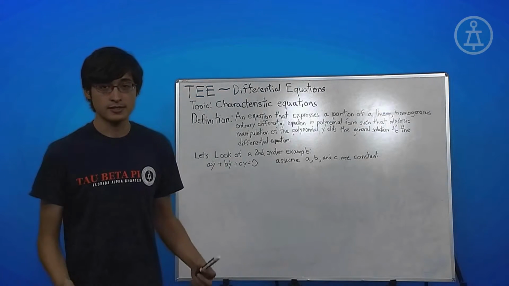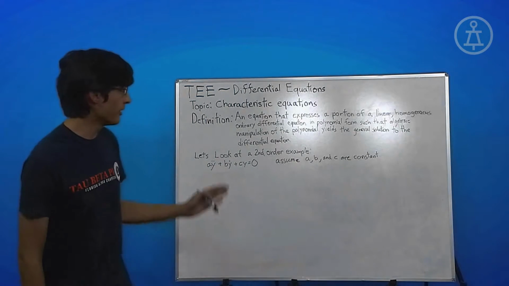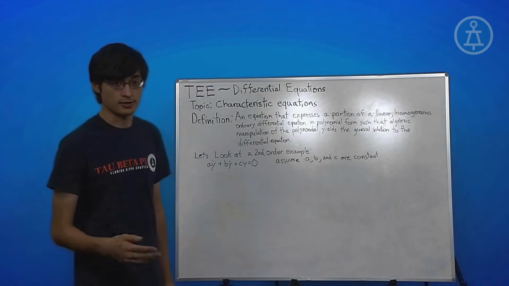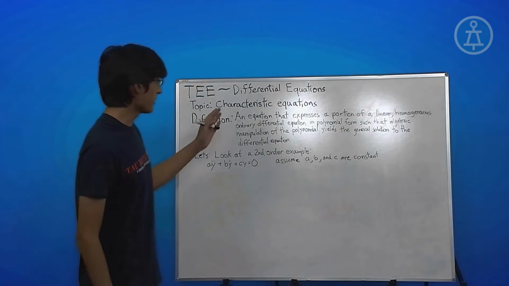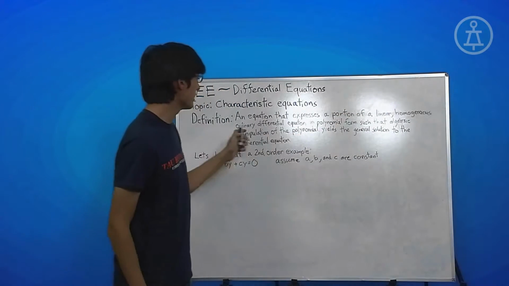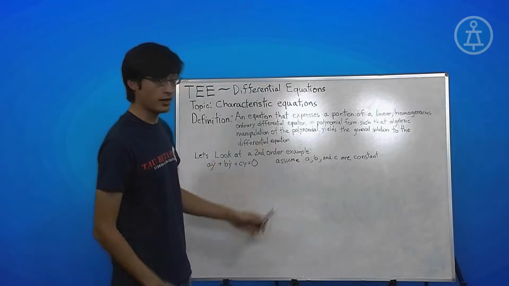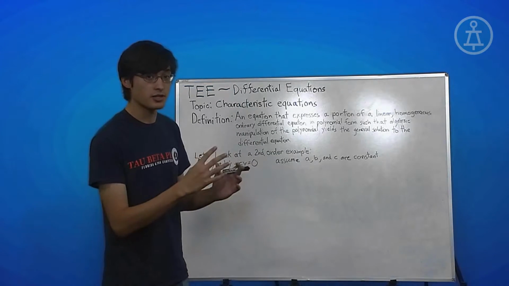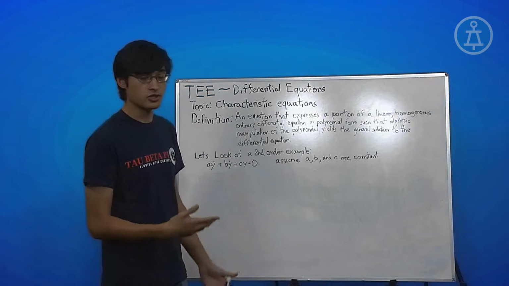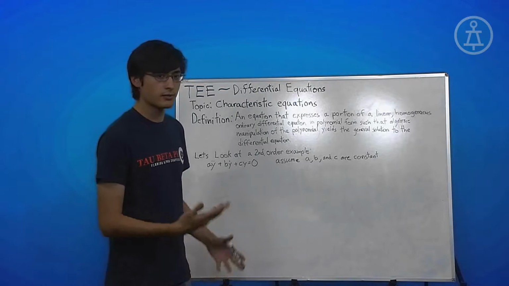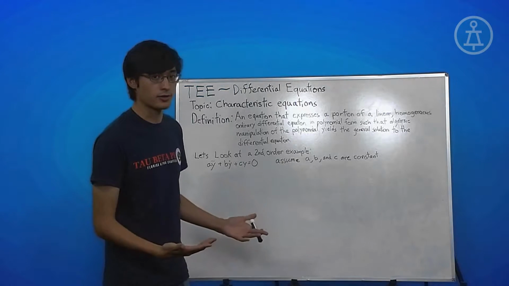So, for today's topic in differential equations, we'll be covering characteristic equations. We define a characteristic equation for the sake of this tutorial as an equation that expresses a portion of a linear, homogeneous, ordinary differential equation in polynomial form, such that we can perform algebraic manipulation of that polynomial to yield a general solution to that differential equation. So how do we apply this definition to solve differential equations?